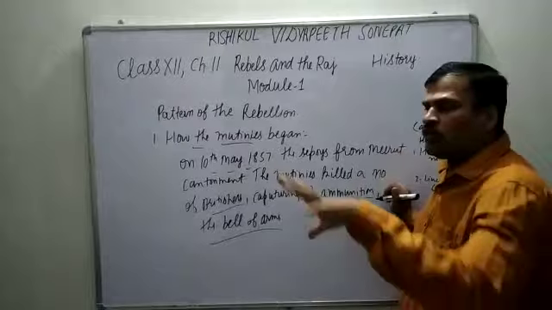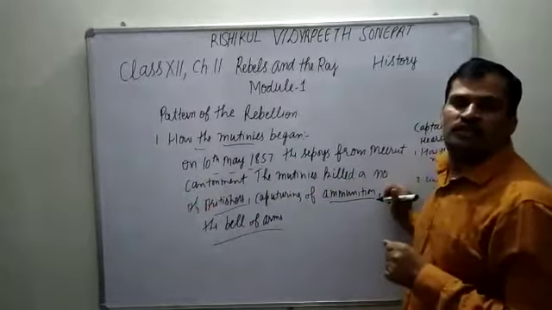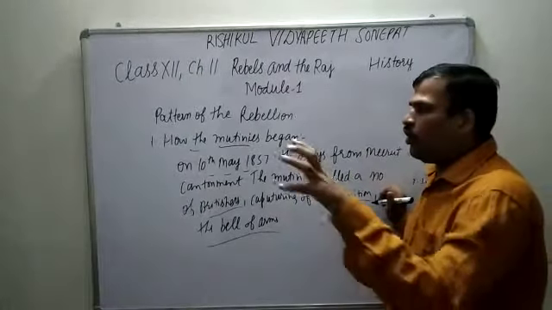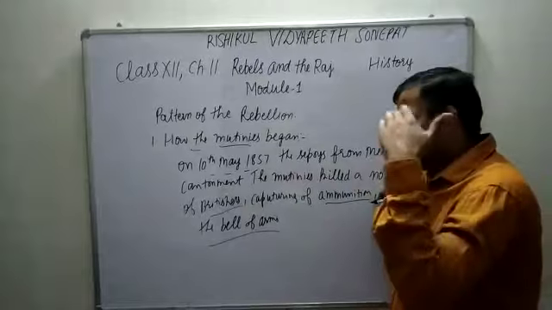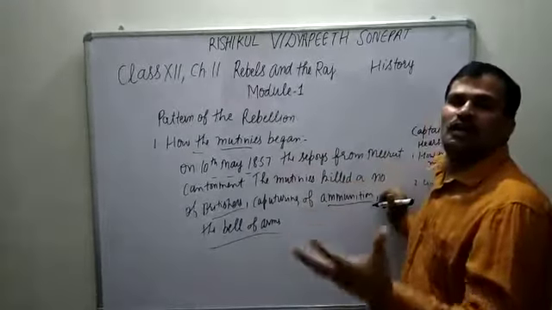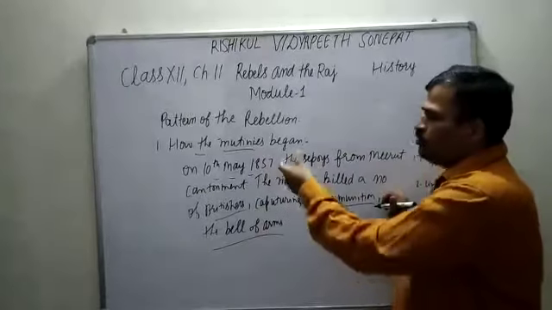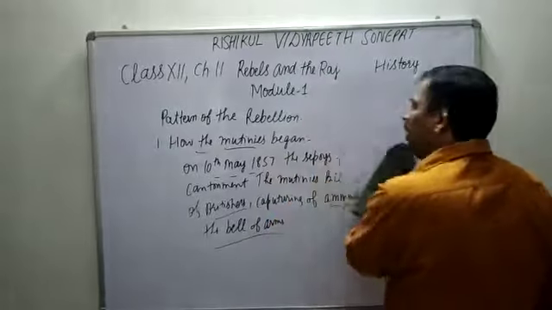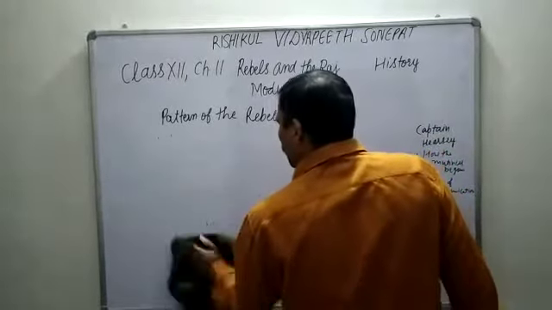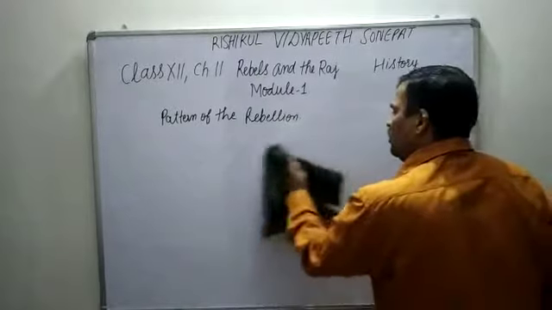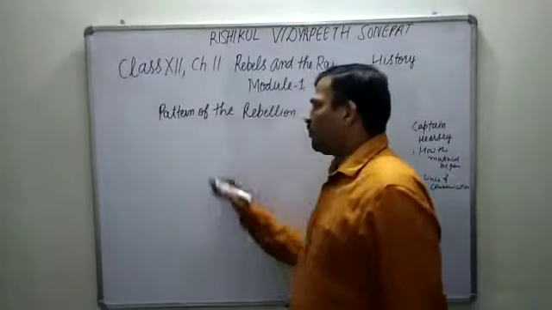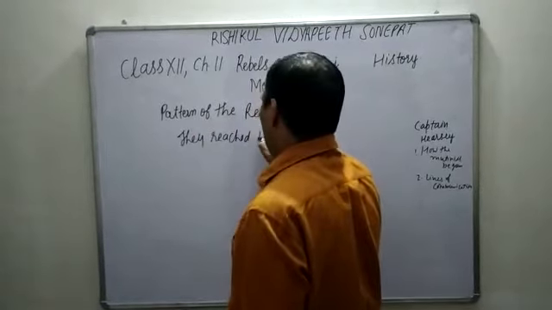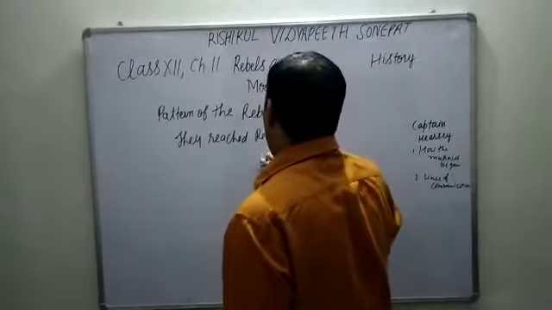Their objective was to remove these Britishers, and somehow they were able to remove the Britishers from Delhi. So we can say that something came into the hands of these mutineers, that is Delhi. This was the first thing that came into their hands. Okay. Now these revolutionaries, these sipahis, these people, moved to Delhi and reached where? Red Fort. They reached Red Fort.